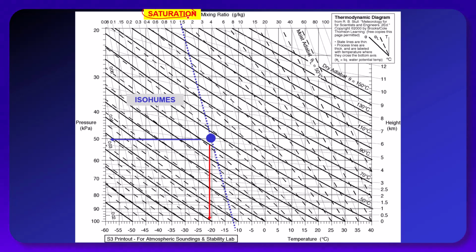These blue dots represent an air parcel that is at a temperature of negative 20 degrees Celsius at an atmospheric pressure of 500 millibars and with a mixing ratio of 1.5 grams per kilogram. That means that if you have a kilogram of air that is saturated, it will contain 1.5 grams of moisture. If your air weighs 2 kilograms, then it will contain 3 grams of moisture. If it is 3 kilograms, then it will contain 4.5 grams of moisture, because the mixing ratio is given as grams of moisture per kilogram of air.